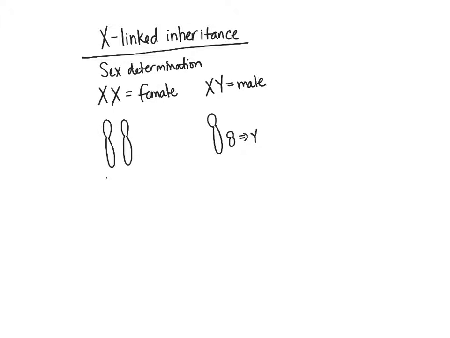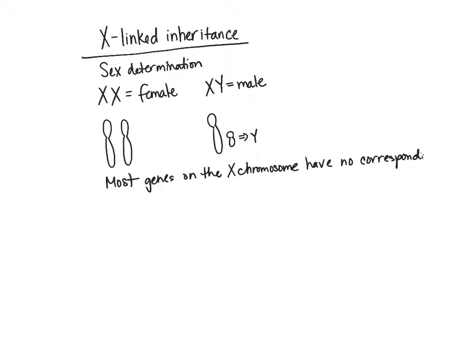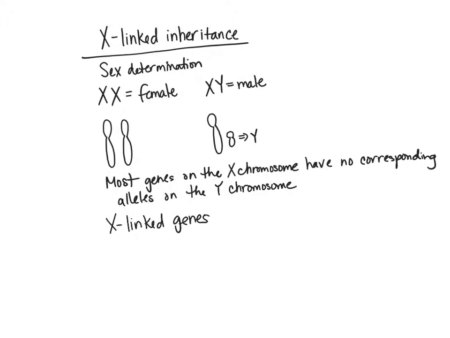So let me write that down. Most genes on the X chromosome have no corresponding alleles on the Y chromosome. So in this case, these are known as X-linked genes, because we have them on the X chromosome but not on the Y chromosome.